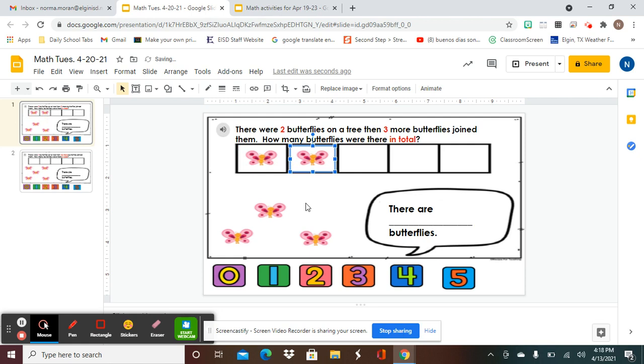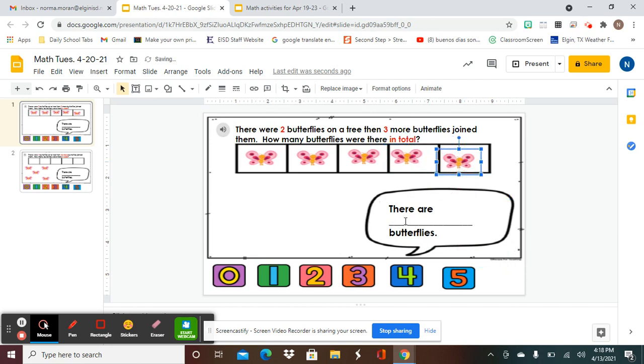Okay? So there were 2 butterflies on a tree. Then 3 more butterflies joined them. So then after those 2, 3 more came to join them. 3 more came along to play with them. So you have to move 3 butterflies up to your 5 frame. Okay?